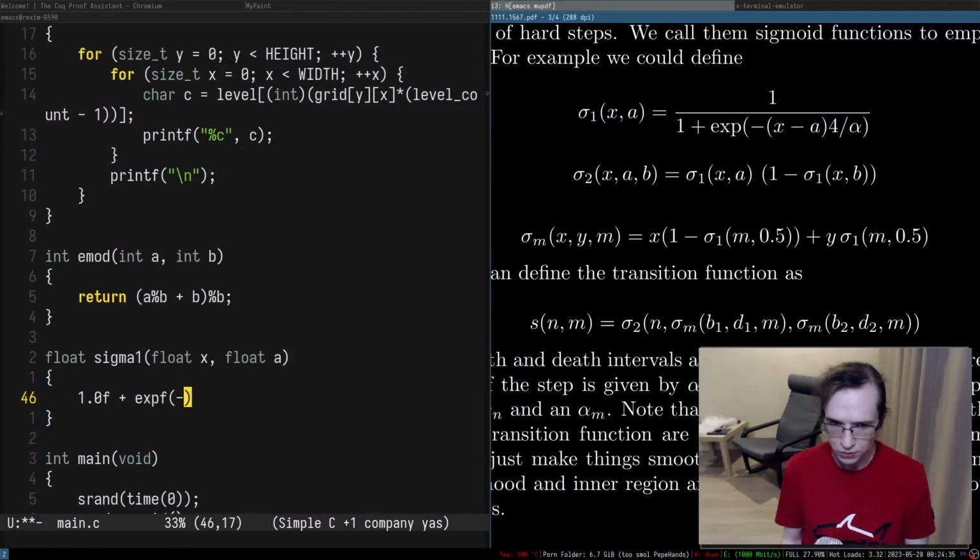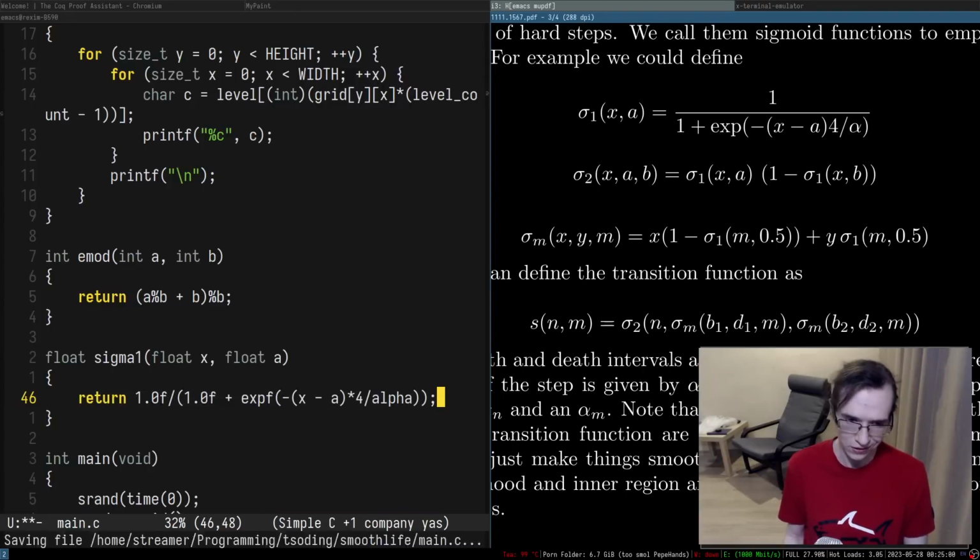Don't decrease that much, please. Minus x minus a, multiplied by 4 and divided by alpha. Right, hopefully that's how it's supposed to go. So that's basically what we wanted. It actually makes sense, right? And then we want to divide 1 by all of that, like so. There we go. So that's basically sigmoid, right? That's essentially sigmoid.